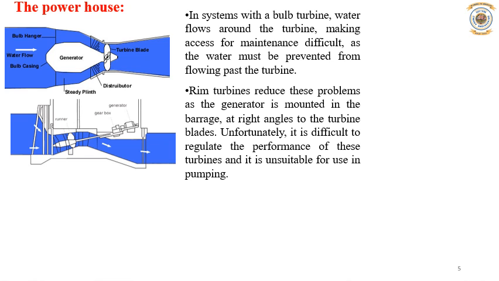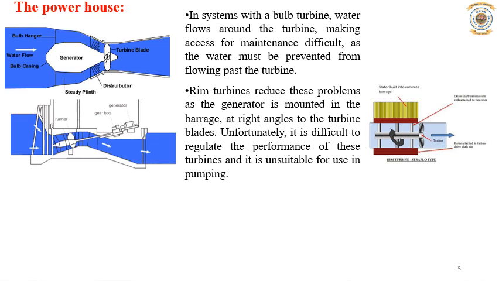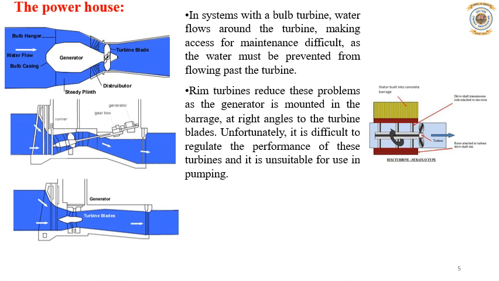Whereas in the rim turbine, it reduces the problems as the generator is mounted in the barrage, at right angles to the turbine blades. You can see here the generator at the barrage. Unfortunately, it is difficult to regulate the performance of these turbines, and it is unsuitable for use in pumping.